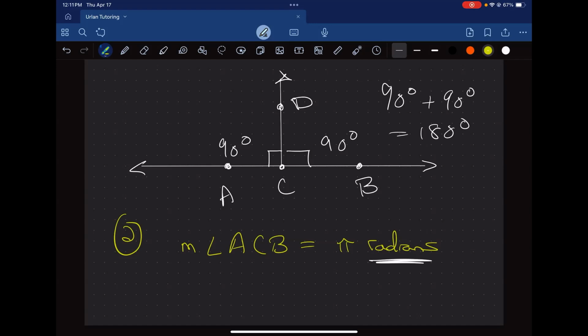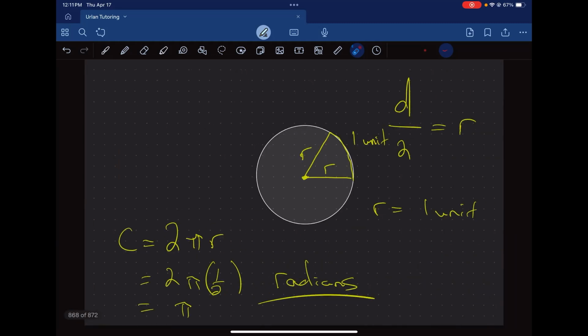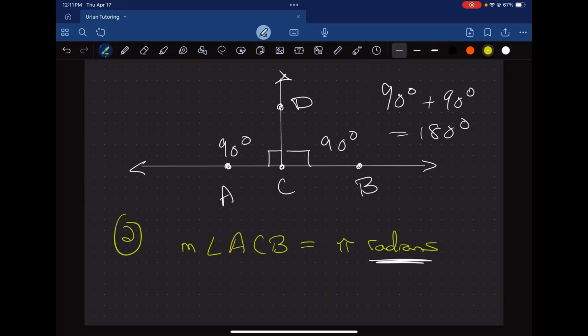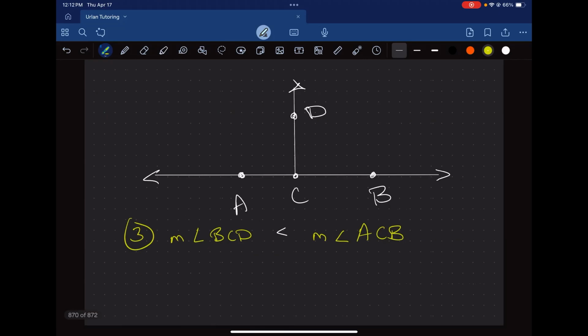And we can go through the logic behind this a little bit more. It might be a little truncated the way I'm describing it now. So this is also a true statement. Okay. Now, if we go on to this number 3 here, so the measure of angle BCD is less than the measure of the angle ACB.